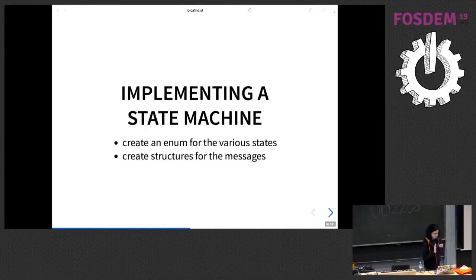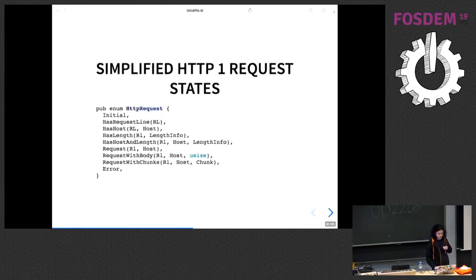So it should be simple to implement. You make an enum with all the states. You have some structure for the messages, and you make an interface where, okay, I give you a message, where are you going from there?